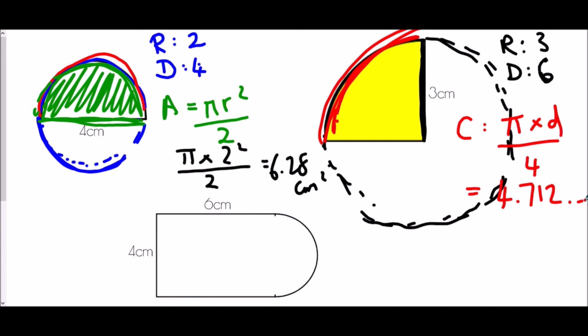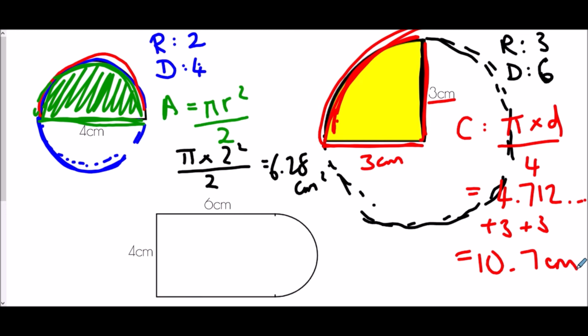And we then need to think about these straight edges. Now the straight edges here, well, we've got a 3 centimetre side here. This side must also be 3 centimetres because they are both radius of the circle. And so I'm going to have to add 3 and add 3. And so I'm going to have 10.7 centimetres as my perimeter.